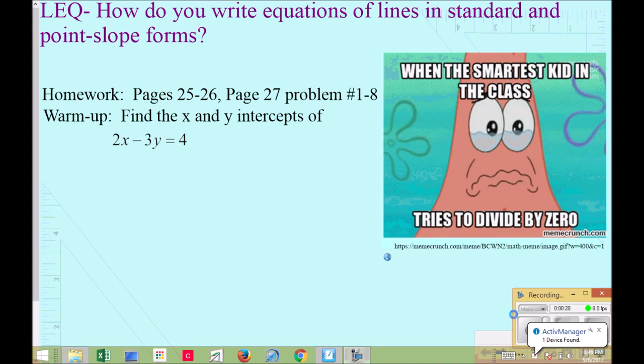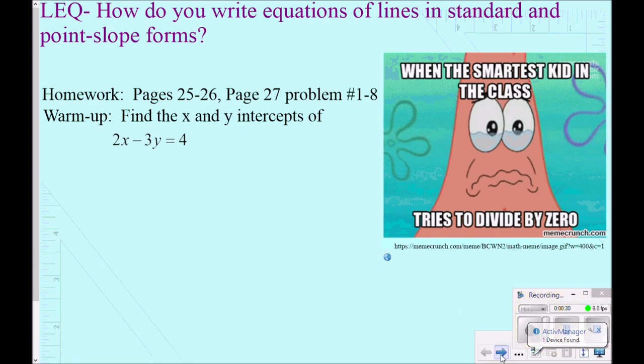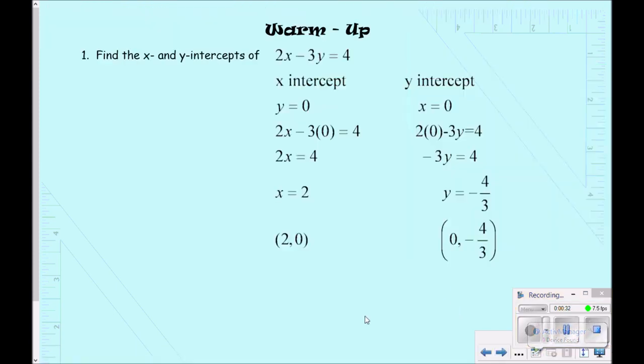So let me show the answers for that. For the x-intercept, I substituted 0 in for y and then solved for x, and I got x equals 2, so writing that as a coordinate point, (2, 0). For the y-intercept, substituting 0 in for x and solving for y, I got y equals -4/3, so written as a coordinate point, (0, -4/3).